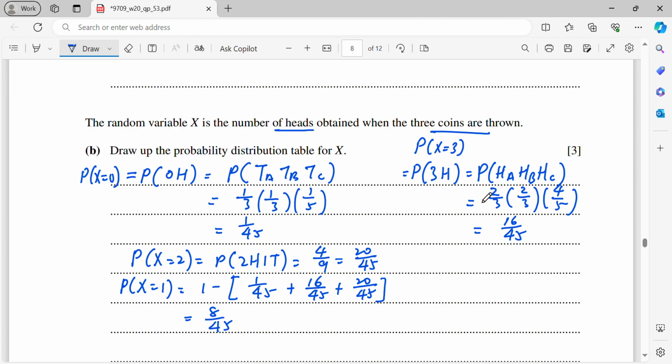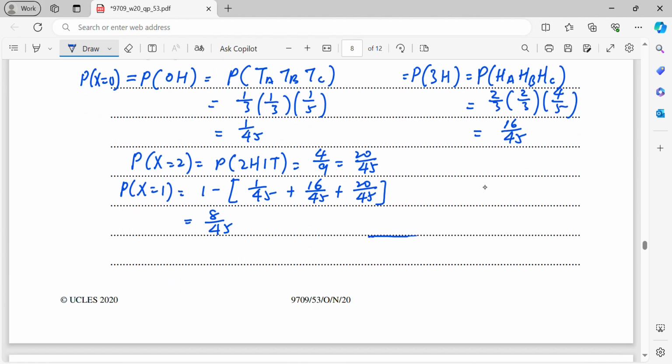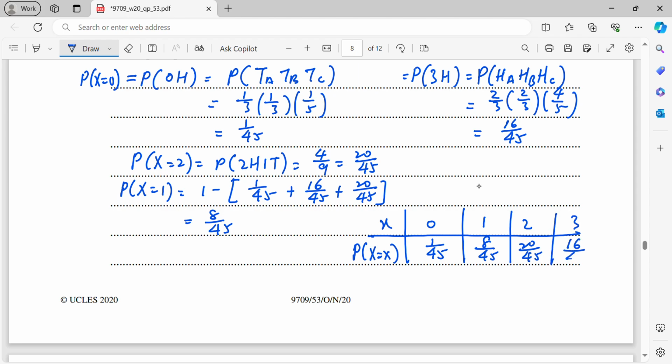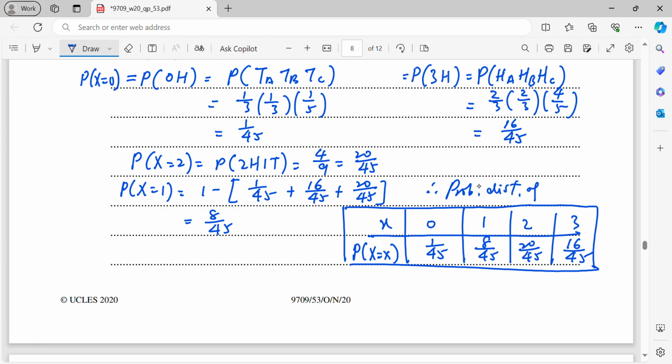Okay, then now I just put all these values in a table. So this will be the x and the probabilities. So my x is 0, it will be 1 over 45, where x equals to 1, that will be 8 over 45, where x equals to 2, 20 over 45, and then where x equals to 3, 16 over 45. Okay, so this is the table probability distribution of x.